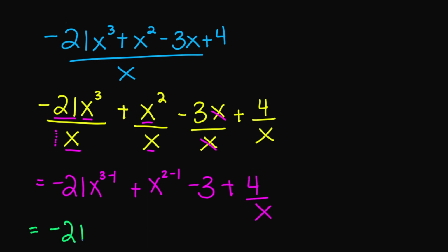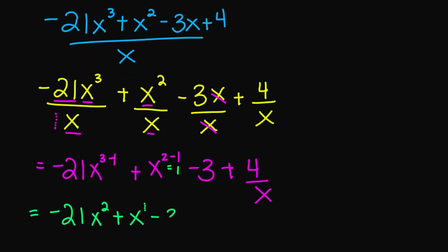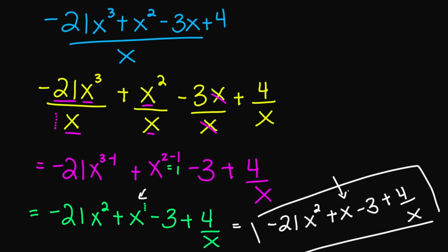Negative 21x squared plus x to the first power, because 2 minus 1 is going to equal 1, minus 3 plus 4 over x. And this is your final answer. And remember, if you want to check your work, you're going to do your quotient, which is here, times your divisor, which is the x. It will take you back to your dividend.